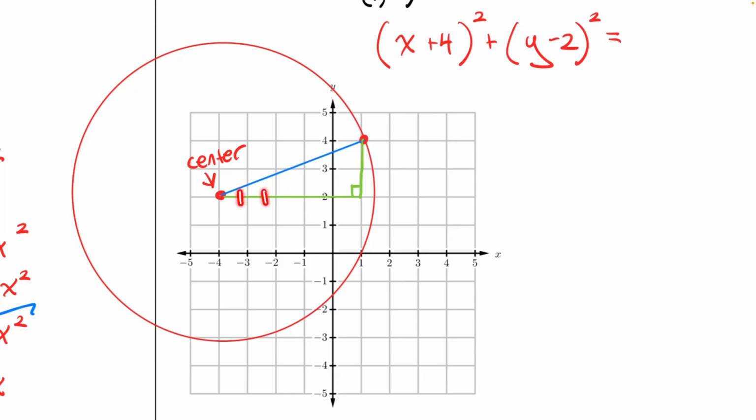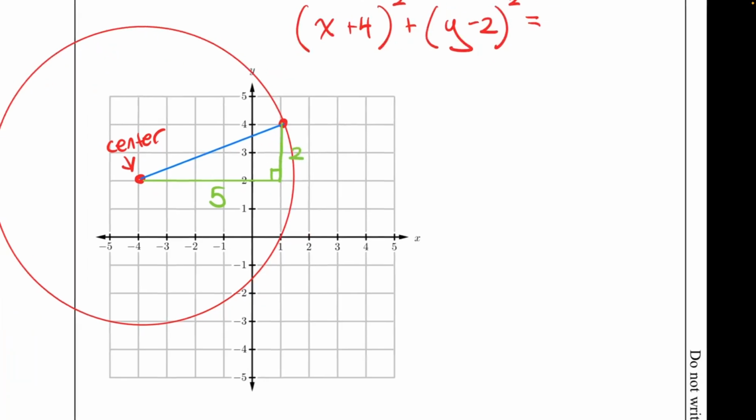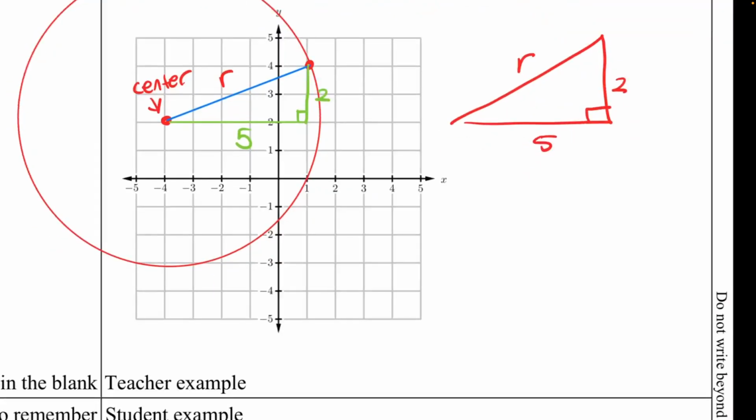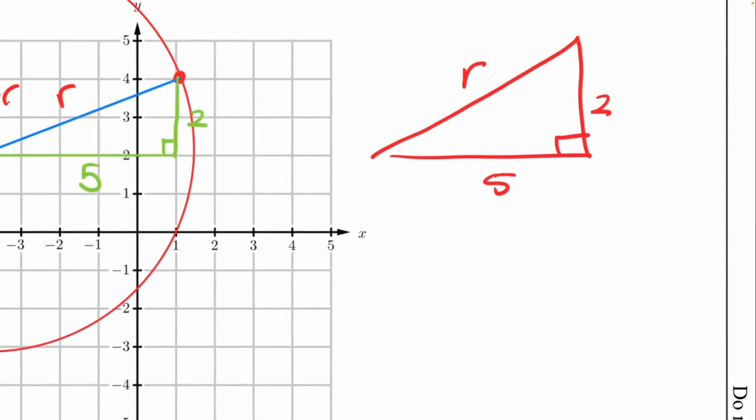I'm going to count 1, 2, 3, 4, 5. Label this one as 5. Count 1, 2. That length is 2. And we'll set up a Pythagorean theorem triangle with a 5 and a 2. We'll call this one R, because it is indeed the radius of the circle, right? I'll label this one R as well. All right. Help me set this up. Anyone?